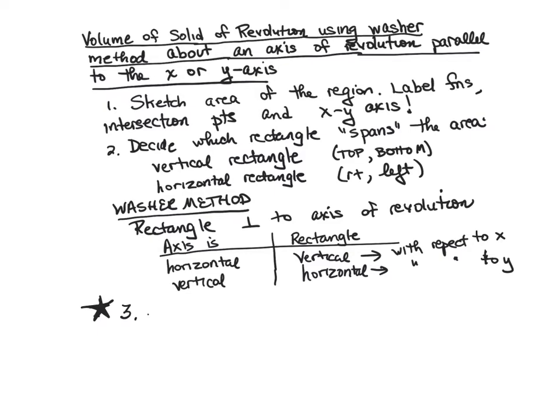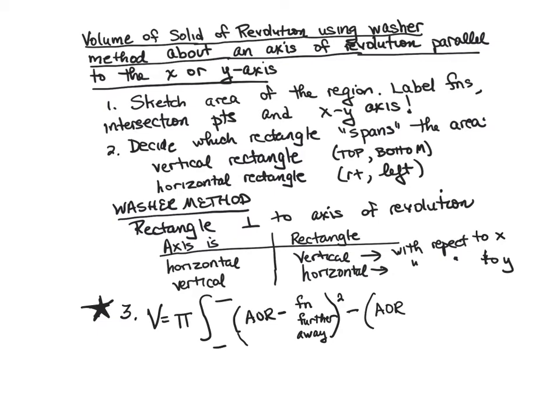So the volume is equal to pi on the outside, whatever your limits of integration are, x or y, axis of revolution minus the function further away, and we square that. So there's a lot of squaring on this and a lot of subtracting. Minus the axis of revolution, whatever the number is. That's what I mean by axis of revolution. This is a number.